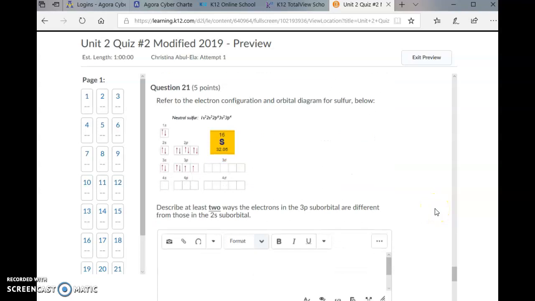Question 21 is also an open-ended question. Refer to the electron configuration and orbital diagram for sulfur below. We have the configuration here of 1s2, 2s2, 2p6, 3s2, 3p4. We also have the Aufbau diagram filled out for sulfur as well. Describe at least two ways the electrons in the 3p suborbital are different from those in the 2s orbital.